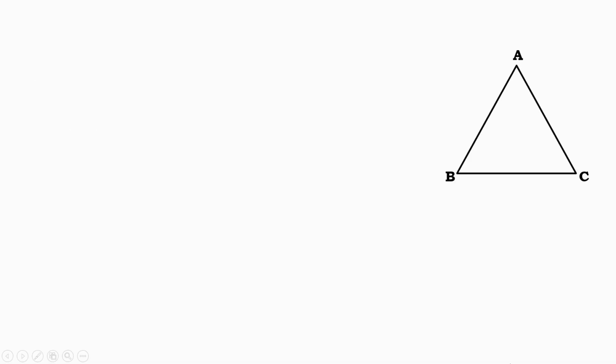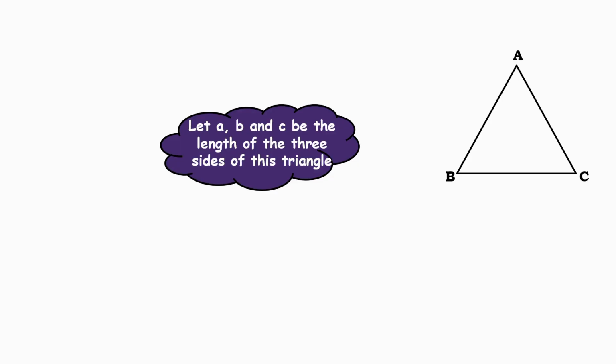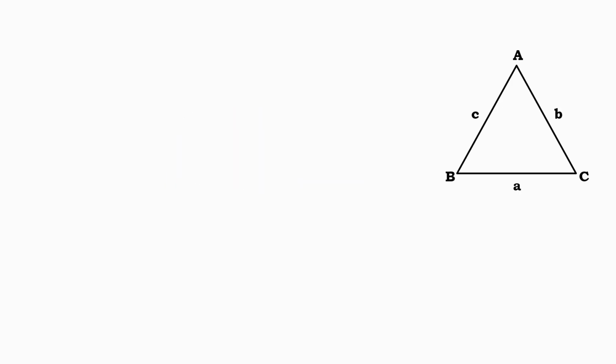So consider a triangle ABC. So this is the ABC triangle. Now let a, b and c be the lengths of the three sides of the triangle. So let us consider that BC is a, AC is b and AB is c. You can take any other side as a, b, c. That will not be a problem.